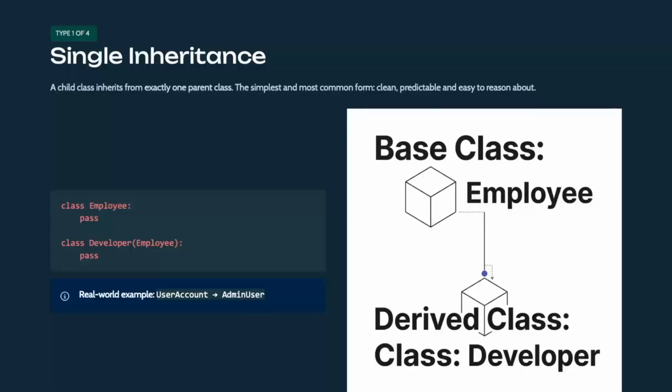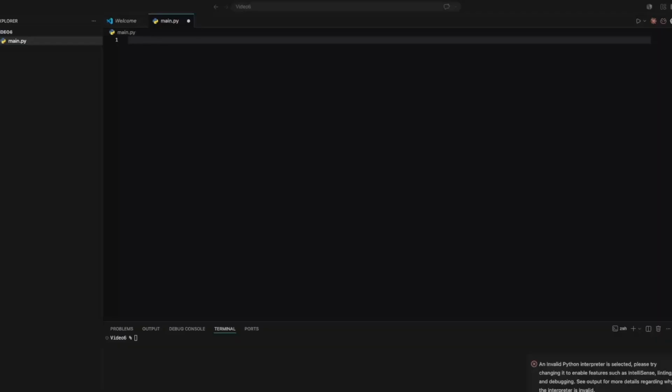So single inheritance is the simplest and most common type of inheritance. A child class inherits from exactly one parent class. This is the form you'll encounter most often in beginner and intermediate Python projects. Let's see an example. Alright, so now we're implementing a user account class and its child, an admin user class.